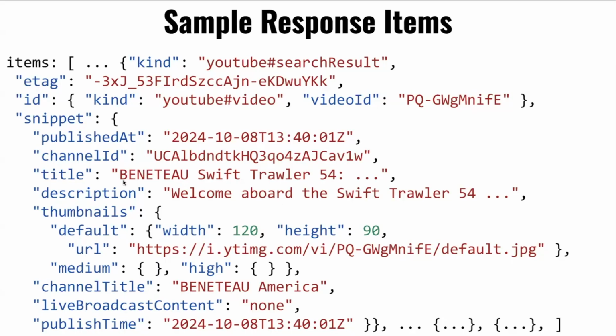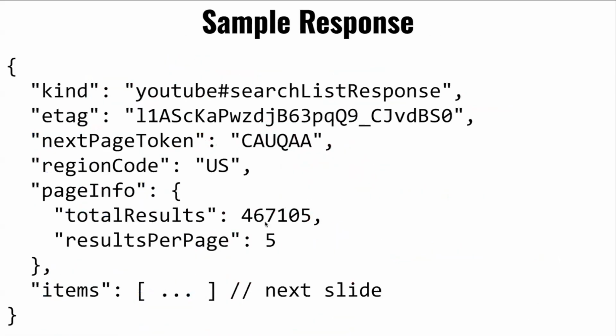It also has the title of the video, which could be fairly long. It also has a description, which could be a couple of paragraphs. It also has a URL to an image, like a thumbnail, with the width and the height of that thumbnail. And it also has references to the name of the channel, the title of the channel. And it's just one object, one video. It repeats 5 times, so there are 5 objects, as many as it says there are in this page.